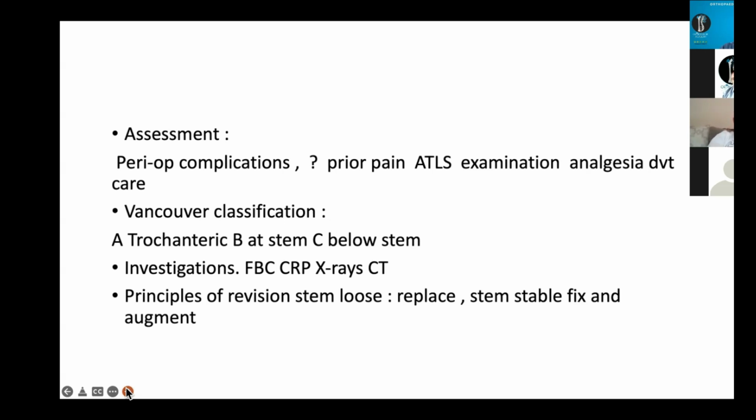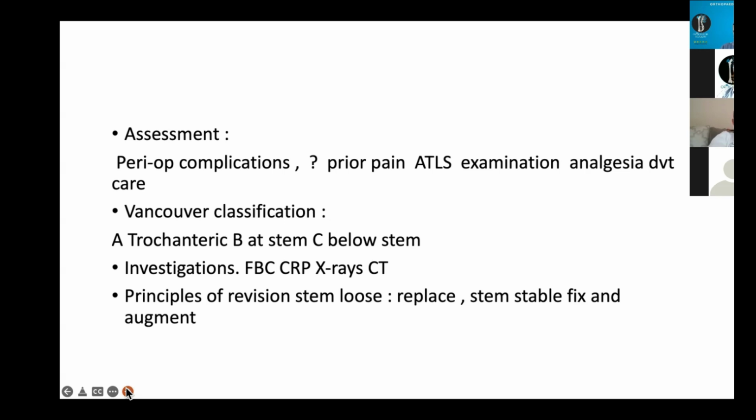So once you take a history, this is a relevant history pertinent to the case. You go to examination. You say, I'll examine as per ATLS principles and show the patient is safe and does not have any other injuries. You will examine the limb. So how do you examine the limb? You look for the scar and see if there are signs of infection there. You feel where is the local tenderness and assess compartment and distal neurovascular status, okay? So next step, if you see the patient and you follow the framework, you're going to provide him analgesia and DVT prophylaxis, okay?